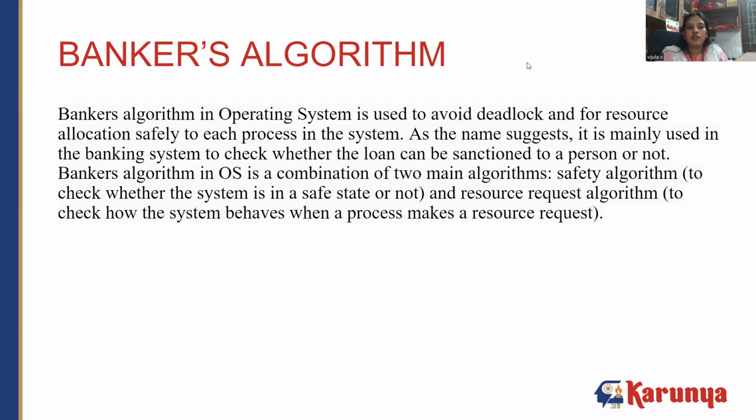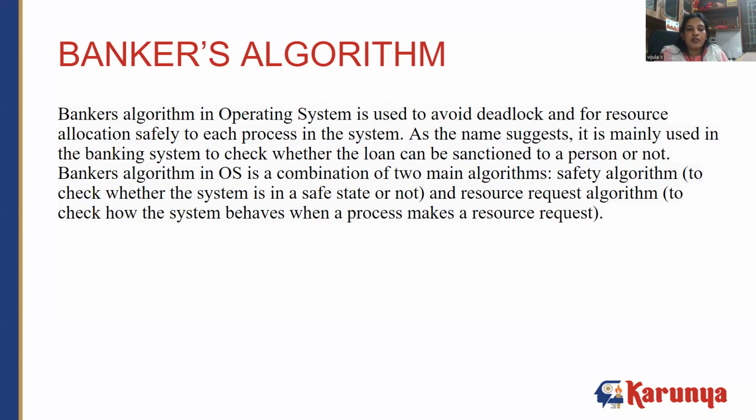The banker's algorithm in an operating system is used to avoid deadlock and also for allocating resources safely to each process in the system. As the name suggests, it is mainly used in the banking system to check whether a loan can be sanctioned to a person or not.